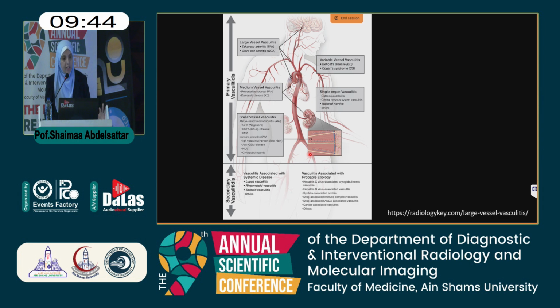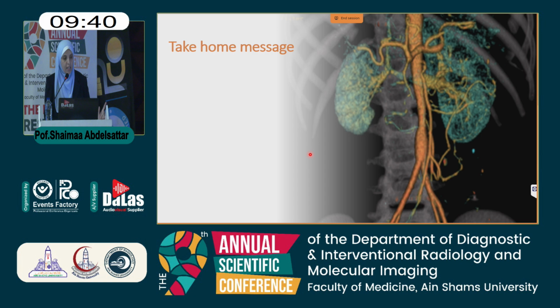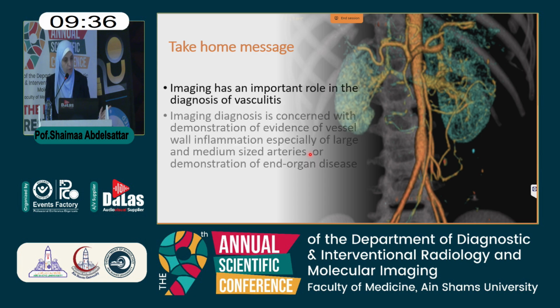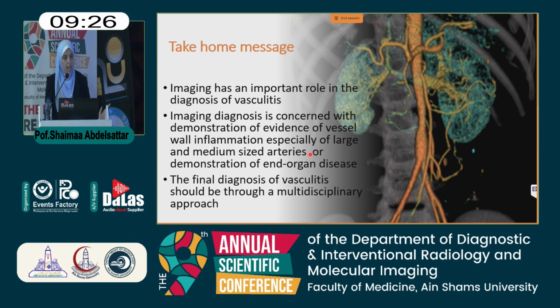So these vasculitides can be primary or secondary, and can affect small, medium-sized, or large vessels. My take-home message: imaging has an important role in the diagnosis of vasculitis. Imaging diagnosis is concerned with demonstration of evidence of vessel wall inflammation, especially of large and medium-sized arteries, or demonstration of end organ disease, and the final diagnosis of vasculitis should be through a multidisciplinary approach, as we saw.